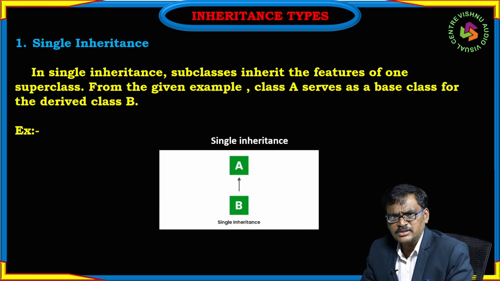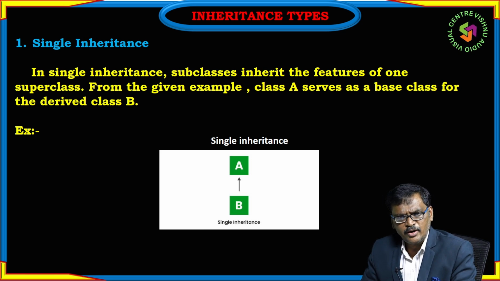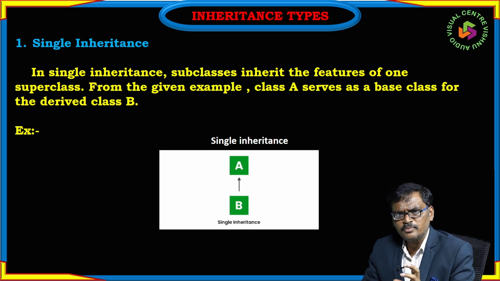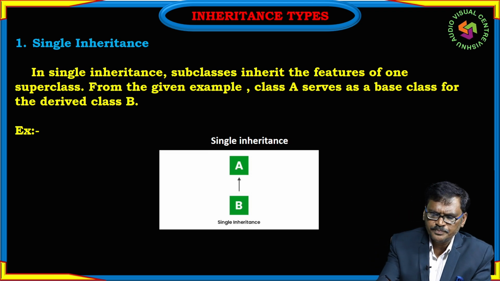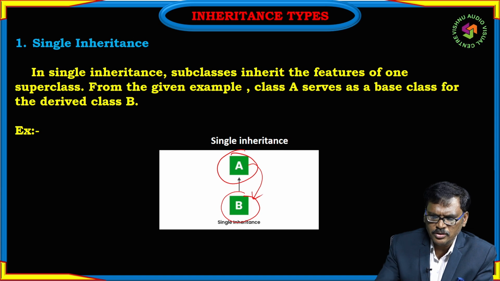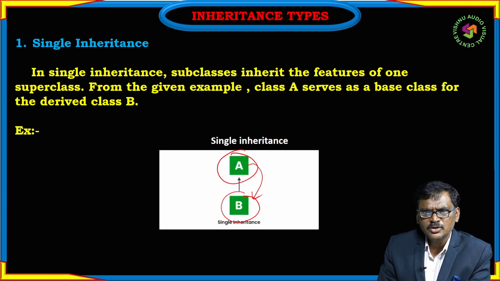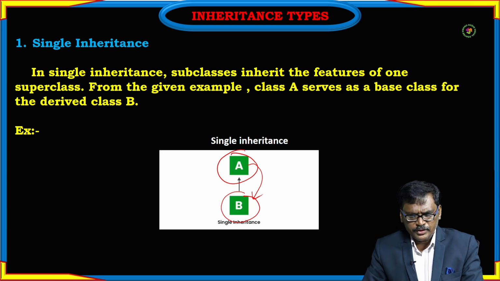In single inheritance, we have only one base class and one derived class. We just acquire all the properties from the base class into the derived class. Suppose A is a base class and B is a derived class. We are just acquiring all the properties from the base class to the derived class here, just like a parent and child.